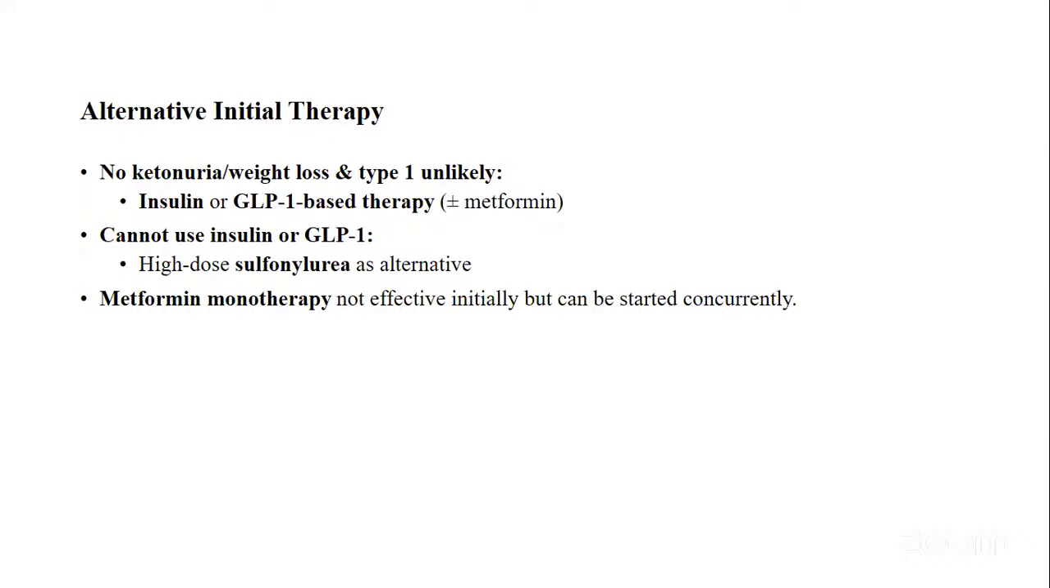The alternative initial therapies: if the patient has no ketonuria and weight loss, and type 1 diabetes is unlikely, but the patient presents with symptomatic or severe hyperglycemia, we can have the option of GLP-1 based therapy in addition to insulin, with or without metformin. Metformin alone is not effective initially, but can be started concurrently. So in this case, if you cannot use insulin or GLP-1 as a third agent, you can use sulfonylurea as an alternative. So these are the drugs for these patients.